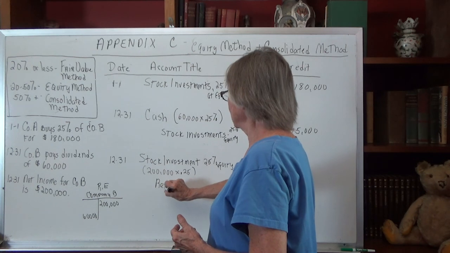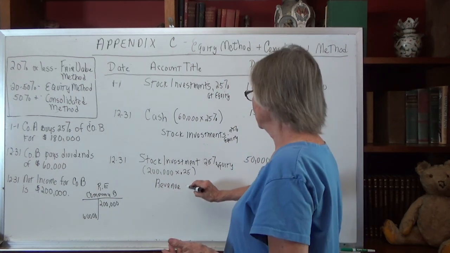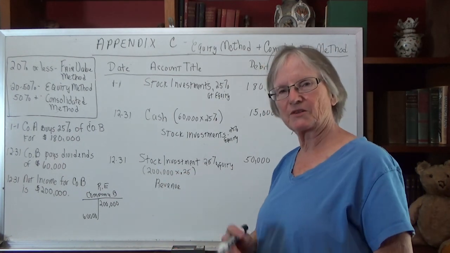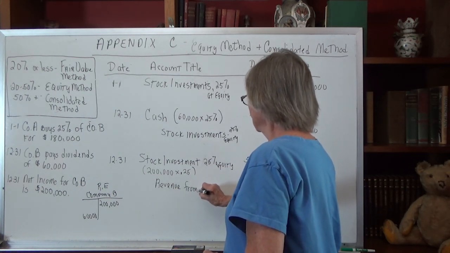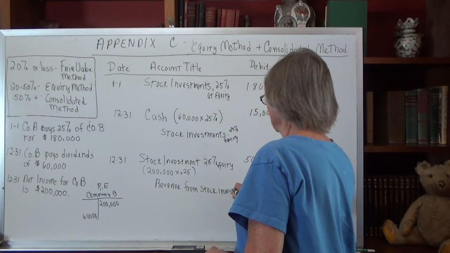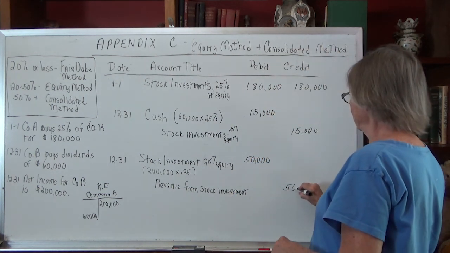Now, we're going to recognize revenue, and this is going to go on our income statement, even though we haven't got any cash for it, we haven't got accounts receivable or anything. We're just going to go revenue from stock investment for our share of their net income.